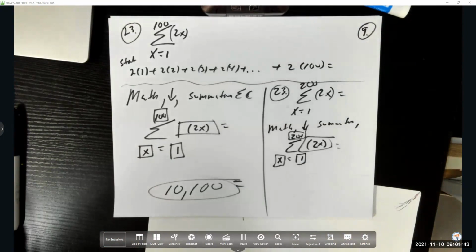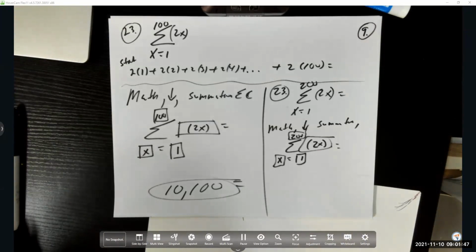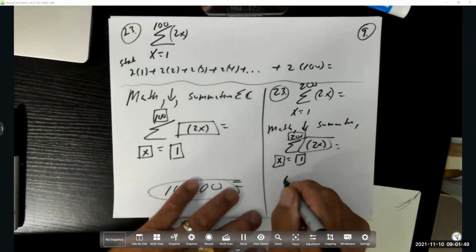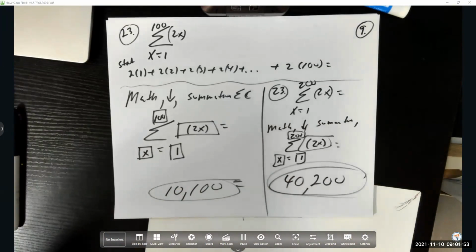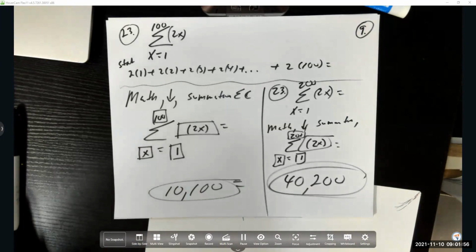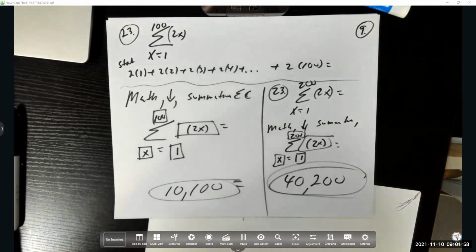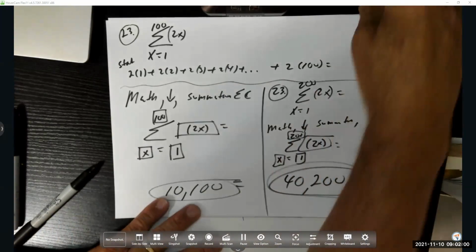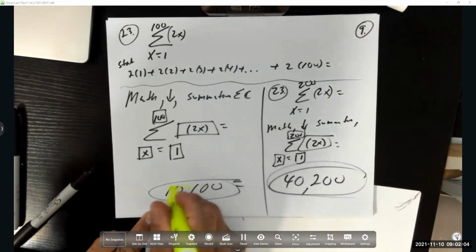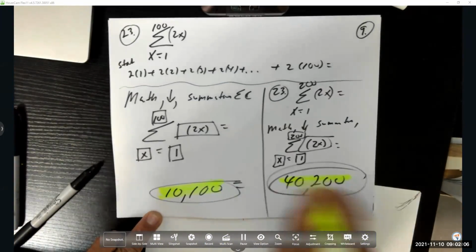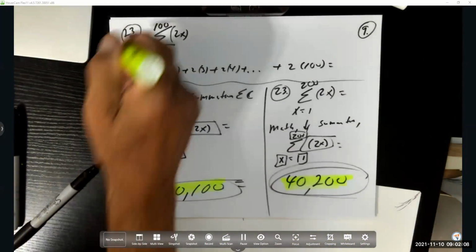I'll do it on mine. 40,200. 40,200? All right, I'll just write your answer down. 40,200, like this? Yes. Is that it? Okay, I believe you. Yeah, 40,200 is the answer. So this one is this answer. This is this answer. Y'all okay with that? With this 23?